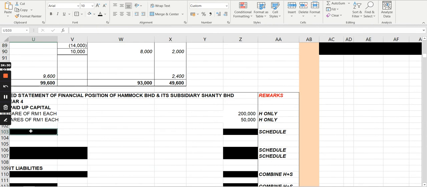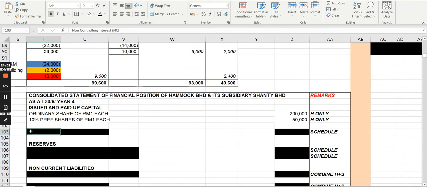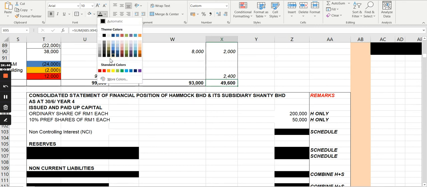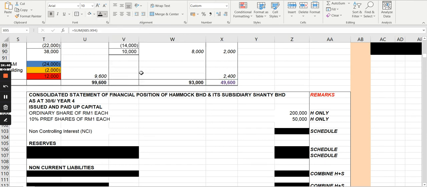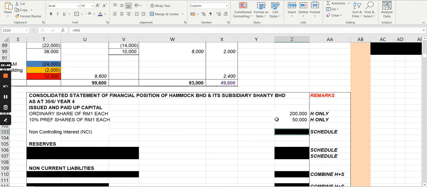Next is to show you the non-controlling interest. The non-controlling interest is going to be taken from here. So let's put a different color. For the non-controlling interest, we use purple. So the one here, yeah, is from the schedule that we prepared.